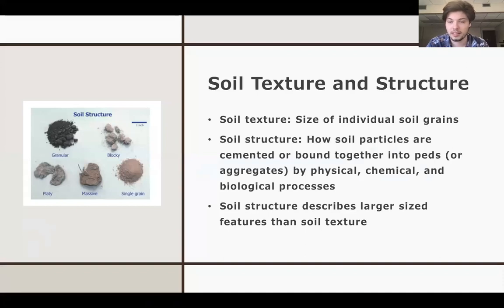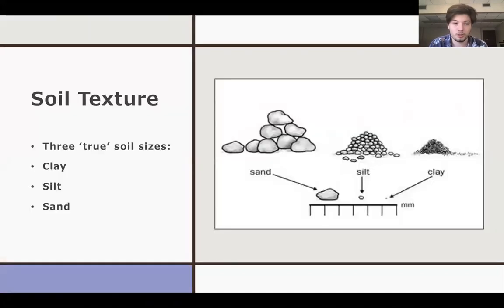So first, let's cover really the basics of soil texture and structure. Soil texture describes the size of individual soil grains, and soil structure is how soil particles are cemented or bound together into peds or aggregates by physical, chemical, and biological processes. It's important to know that soil structure describes larger sized features than soil texture. Looking at soil texture, there are three true soil sizes: clay, which is the smallest, silt, and sand, which is the largest.